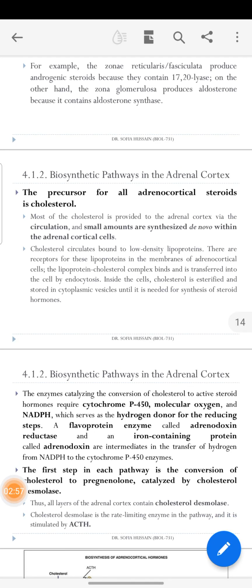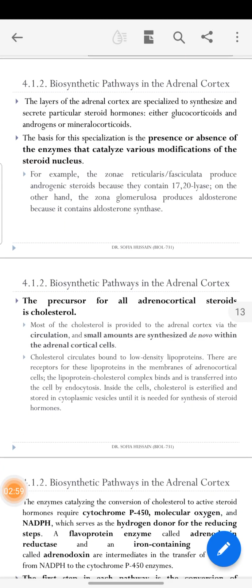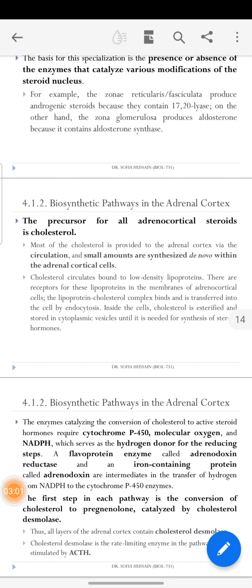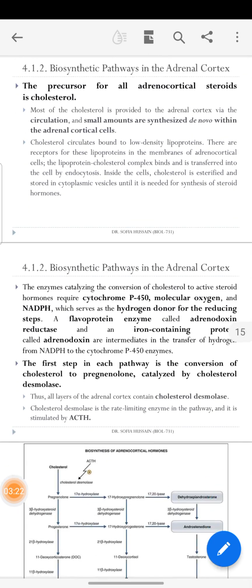Now, the biosynthesis pathway in the adrenal cortex continues. The precursor is cholesterol, as we already discussed in the cholesterol structure on the slide above. Low density lipoproteins are taken up, endocytosis occurs, and then vesicles are formed.